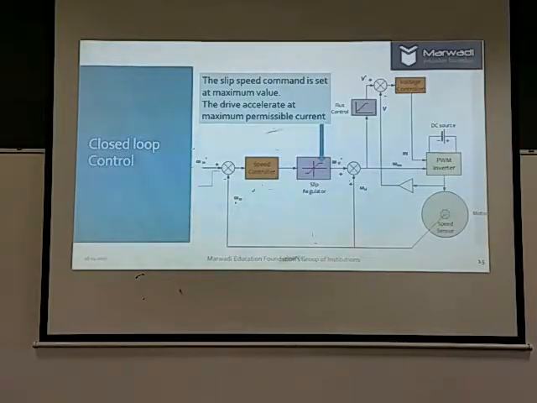Hence, as we can see, the slip speed command is at the maximum value, and the drive will accelerate at maximum permissible current, because when the slip is large, the current will also be large. So by controlling the slip, we can ensure that the current is controlled, and that way we can achieve the current limit control.